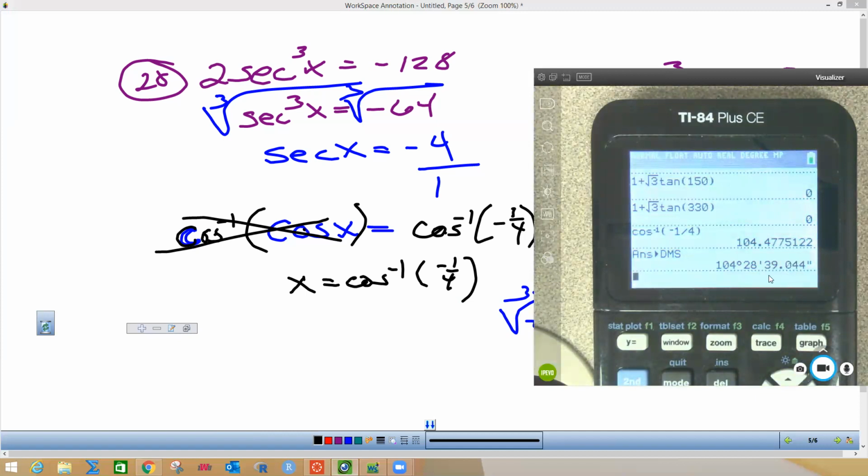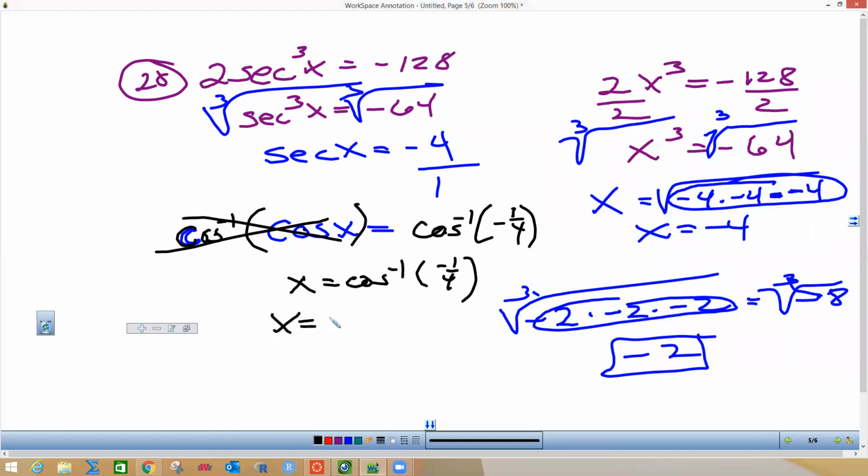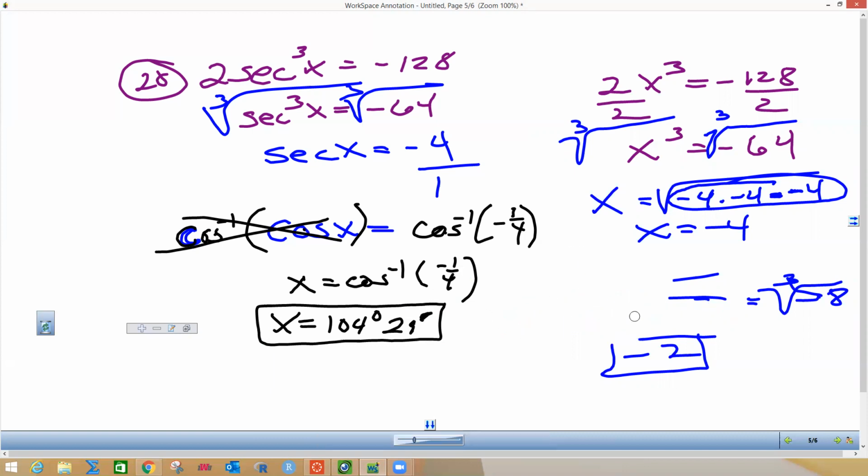So this tells me I'm rounding it to this 28 part, and I look over to seconds. Does anybody remember what the seconds have to be in order to round up? How many seconds are in a minute? 60. So what does the 39.044 have to be to round that up to 29? 30 or bigger, halfway. This is bigger. So one answer is 104 degrees and 29 minutes. That's one answer.